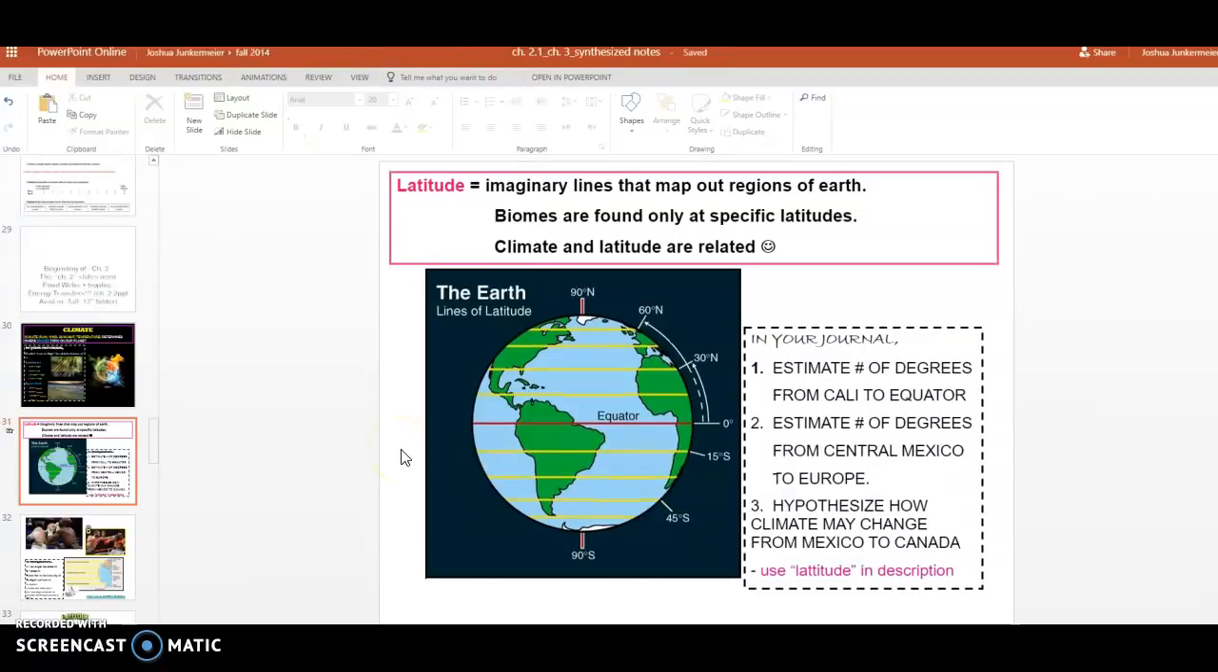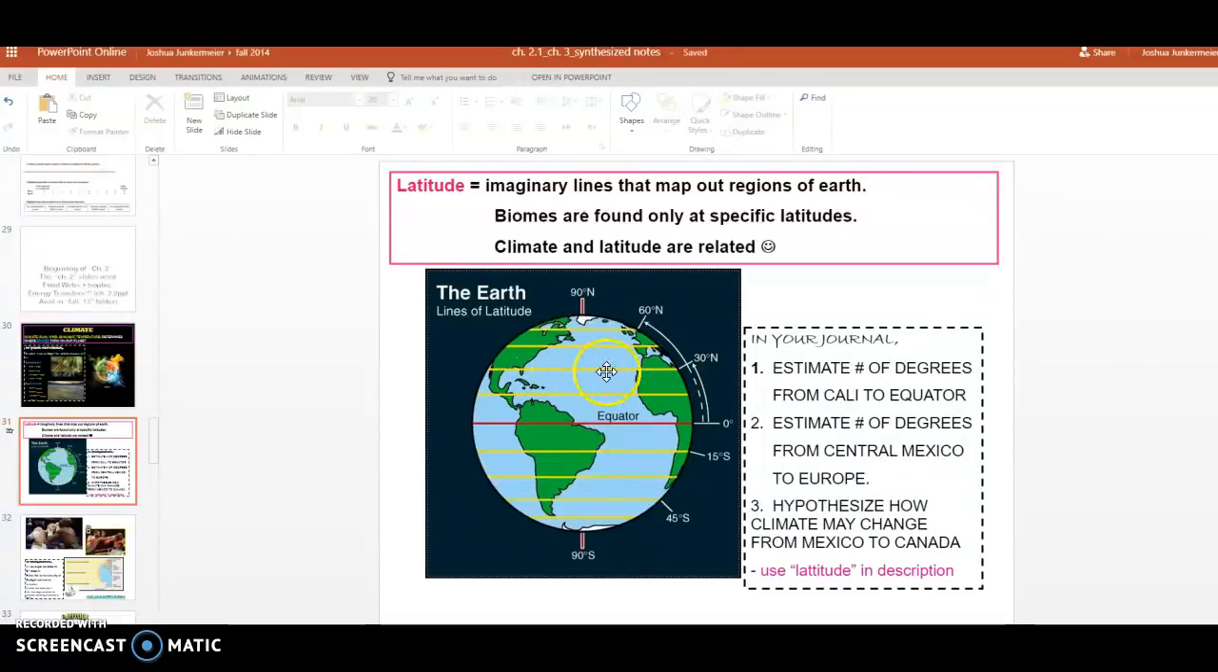So let's do some questions for slide 31 so that we can practice this idea of latitude. It says question number 1 for slide 31. So in your notebook, write number 1. It says estimate number of degrees from Cali to the equator. So it says estimate, so we don't know exactly, but I'm looking here, and this is kind of California, so I'm going to say 30 degrees to the equator.